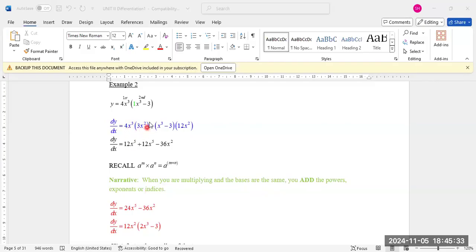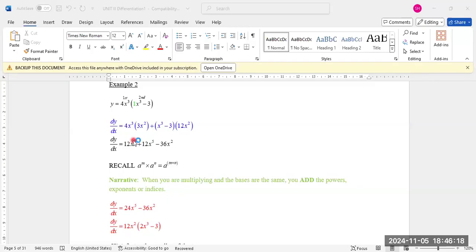4x cubed times 3x squared is 12x to the 5th. 4 times 3 is 12. When I multiply x cubed by x squared, remember this is a base and this is a power. Once the bases are the same, a and a, I'm going to be adding the indices, or the exponents, or the powers: m plus n. See the base here? That x here. I have this x and this x, the same base, so I'm going to be adding the powers. 3 plus 2 is 5.